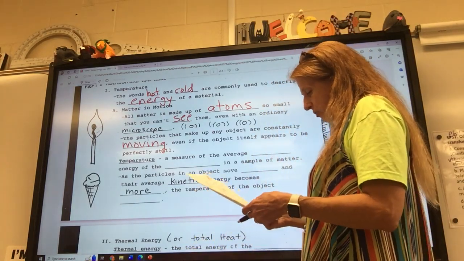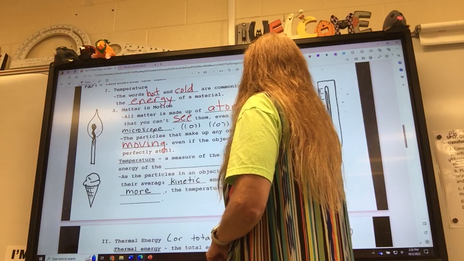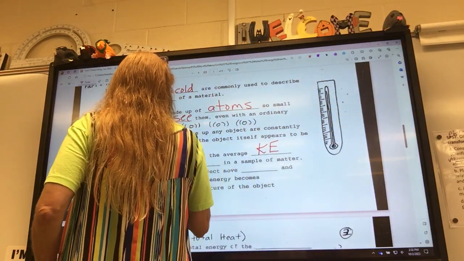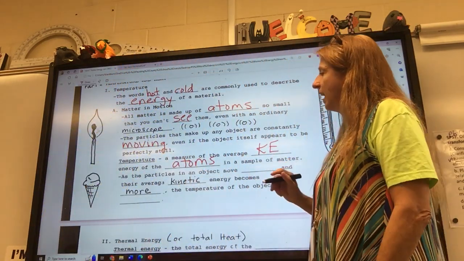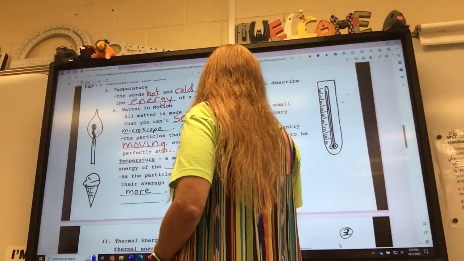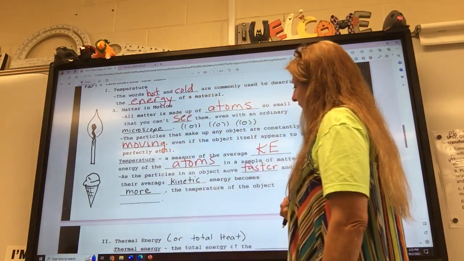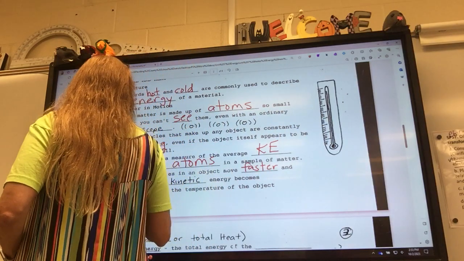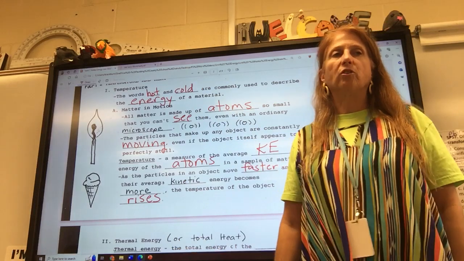Temperature is the measure of the average kinetic energy of the atoms in a sample of matter. So what is temperature? It's just the kinetic energy, the average of it. As a particle and an object move faster, their average kinetic energy becomes more and the temperature rises. If it moves faster, the temperature rises.